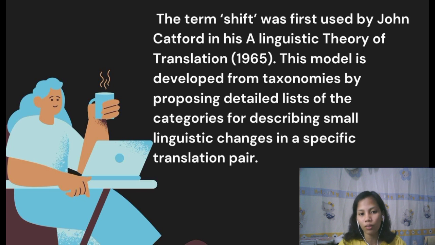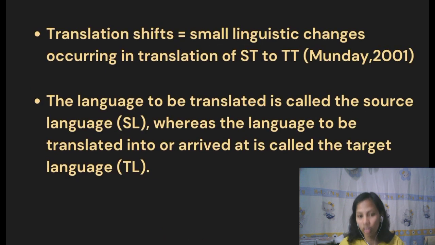This model is developed from taxonomies by proposing detailed lists of the categories for describing small linguistic changes in a specific translation pair. Let's define translation shifts. Translation shifts are small linguistic changes occurring in translation of ST to TT. So for your information, the language to be translated is called the source language or SL, while the language to be translated into or arrived at is called the target language or TL.